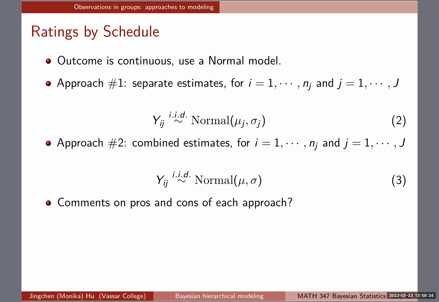So that might be an argument for approach 2, specific for our case. Thanks, Alex. Anyone else? Would anyone like to go with approach 1 for our data set instead of approach 2? Or do we all think 2 is probably the better one to go with? Any thoughts?